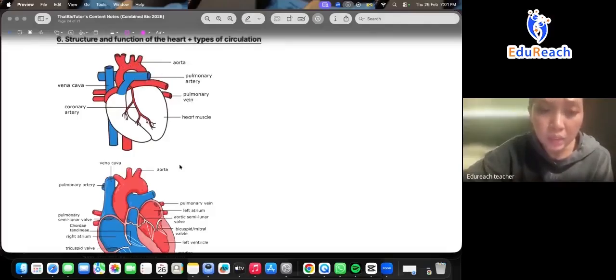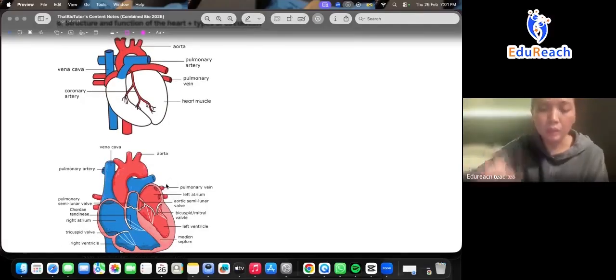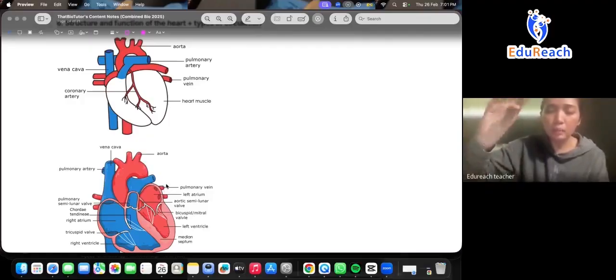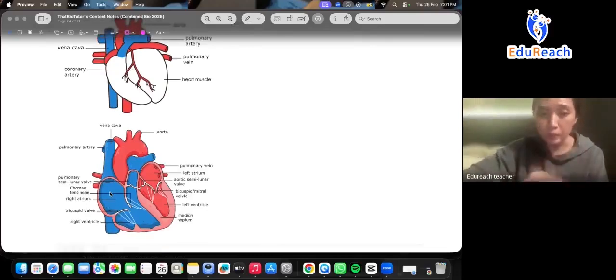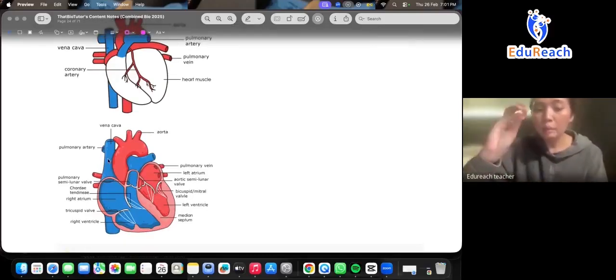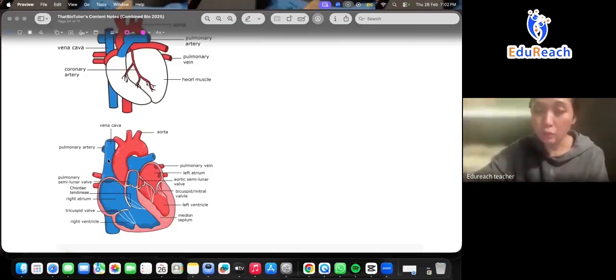On the same side as the aorta would be your pulmonary vein, the vein transporting oxygenated blood from the lungs back into the heart. On the other side would be the opposite: vena cava, and then pulmonary artery, meaning from the heart, pump blood into the lungs. Why is it pumping blood from the heart to the lungs? Because it is deoxygenated blood. It needs to get rid of the carbon dioxide and absorb oxygen from the lungs.